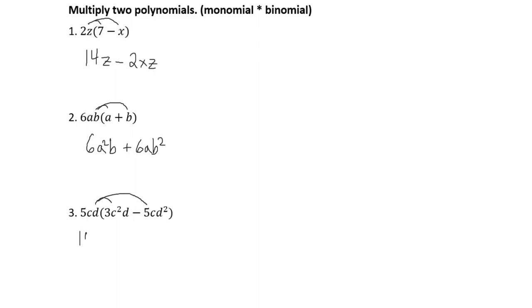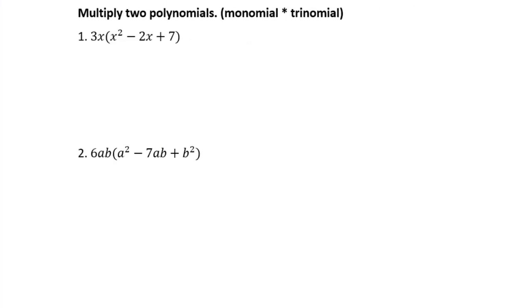5 times 3 is 15. c to the third, and d squared. So since we're multiplying by the c and d on the outside, each of these increases by 1 in power. 5 times 5, 25. Bring down that sign of a negative. And that gives us c squared. And d times d squared is d to the third. All right, let's look at some more examples.